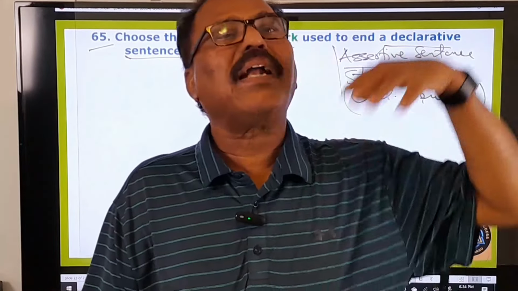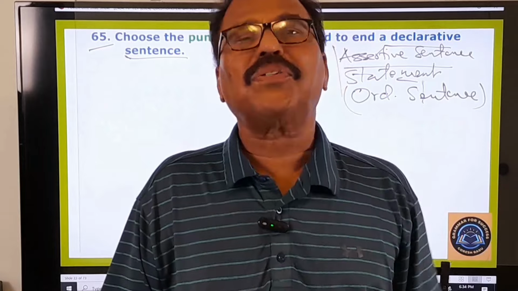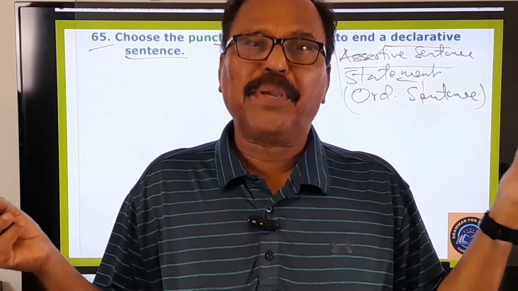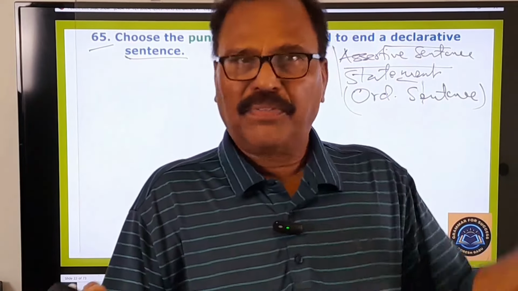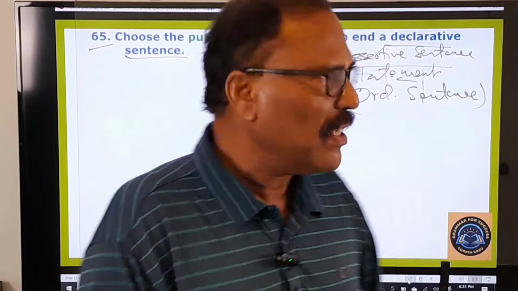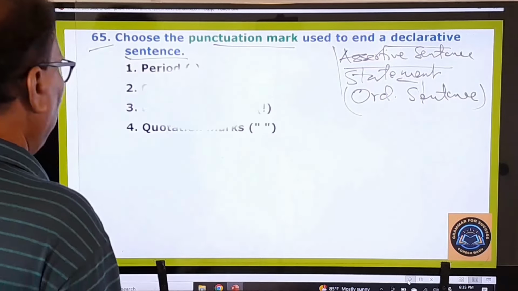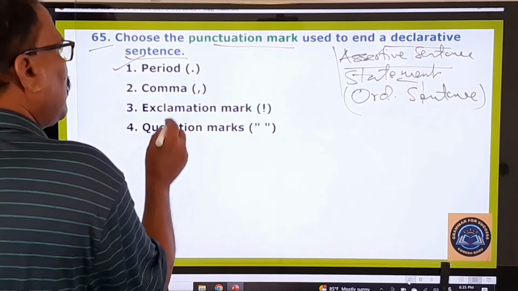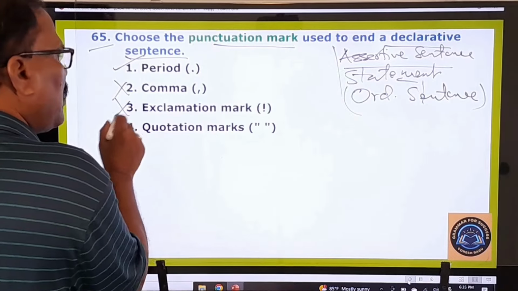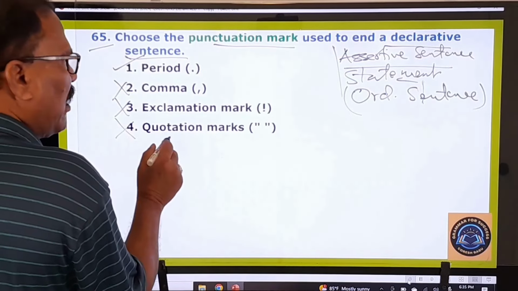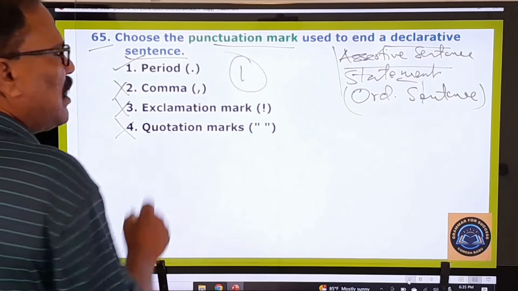sentence. So at the end of the ordinary sentence, what should we use? We should use only the period or the full stop. That punctuation mark you know very well. So let us look at the options given here. Period, the very first one, is your answer. Comma is not the right one, exclamation is not the right one, quotation marks is not the right one, only the first. So this first one is your answer.